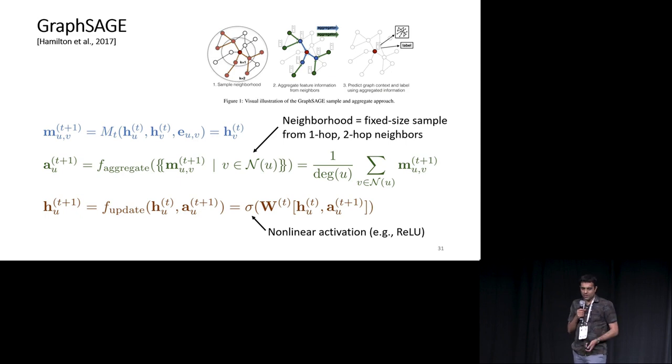Again, we can describe it in this GNN language with an aggregation function and update. The message is pretty simple: you just pass the previous node representation, and the aggregation is basically some kind of average over some sampled neighbors.